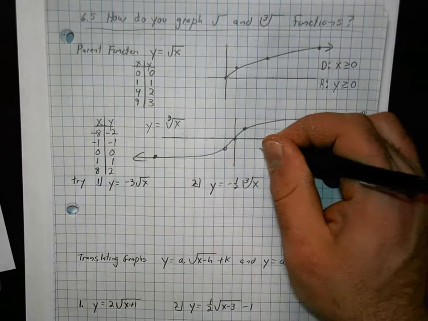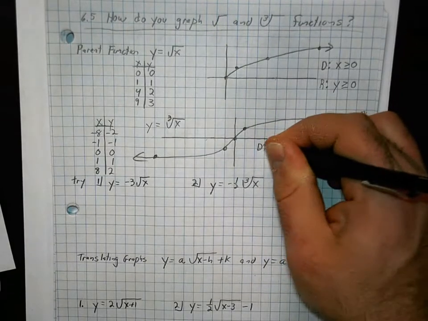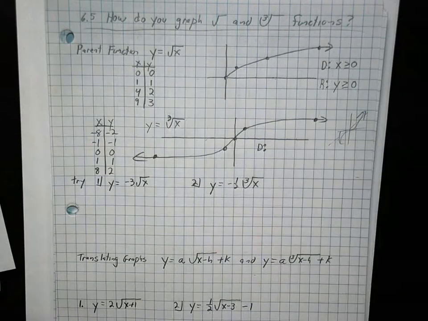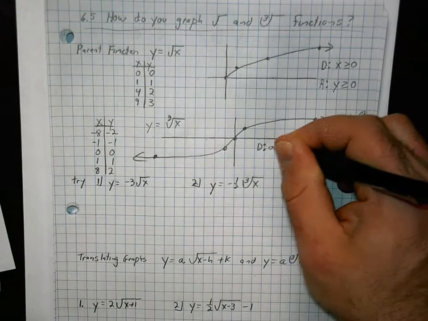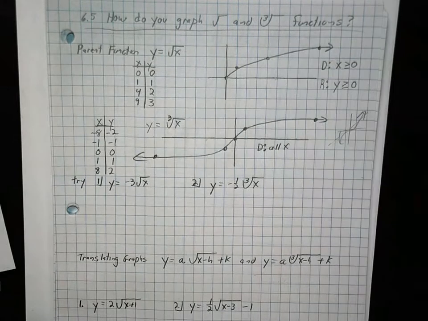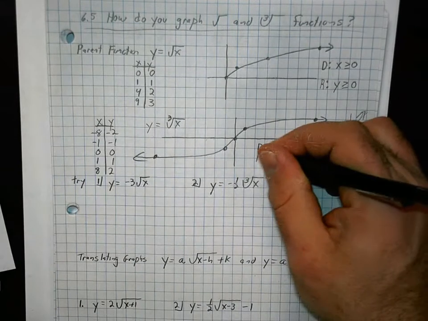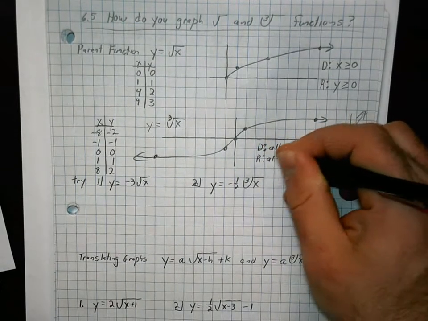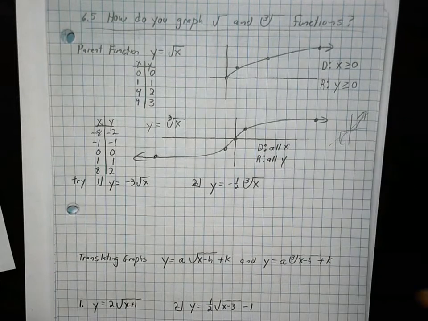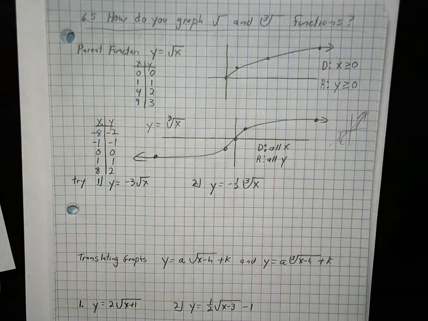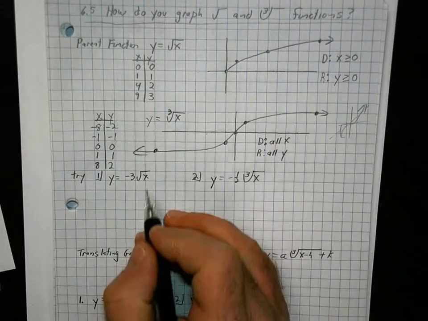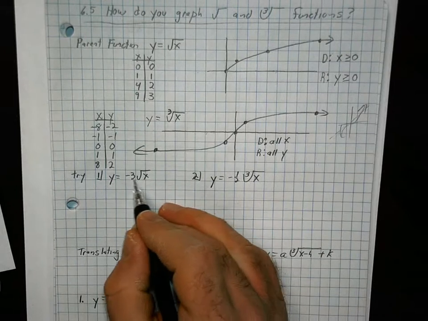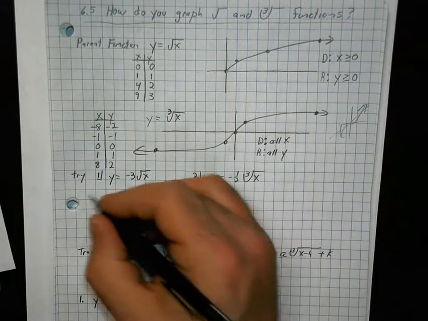Now for cube root functions, what's the domain and range? Well, I can plug positives or negatives in there, so it'd be all real numbers. Or you can say all x or all real numbers. The range, all y, because I can get any value as an output. Okay? So let's try a couple more. Let's make it a little bit more complicated. Let's graph y equals negative 3 square root of x.